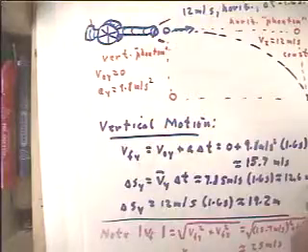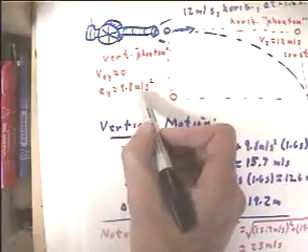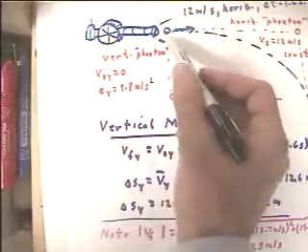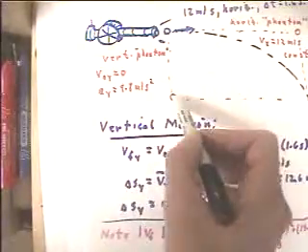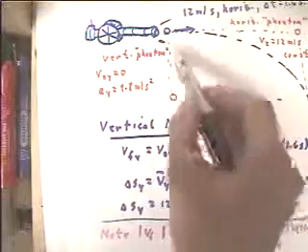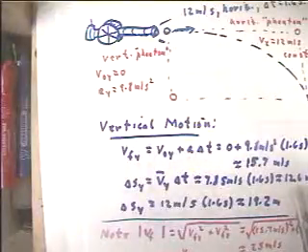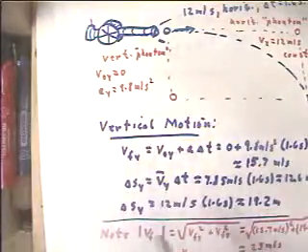vertical displacement. Now, implicitly, by saying that a_y is 9.8 meters per second squared, we are assuming that the positive y direction is downward, so that the 12.6 meter displacement will, as expected, be downward.